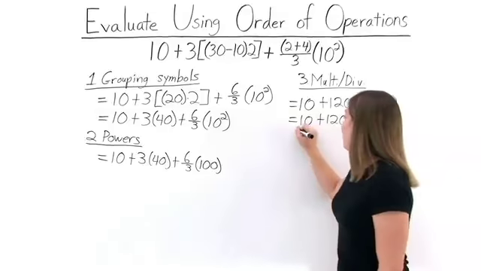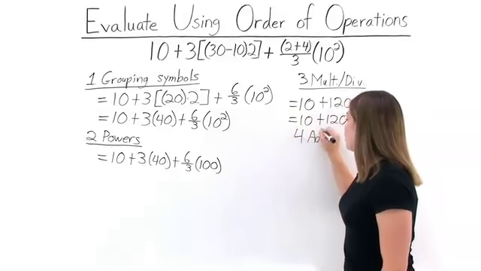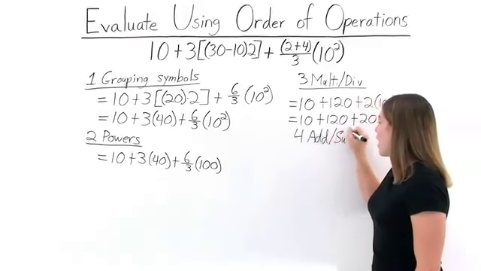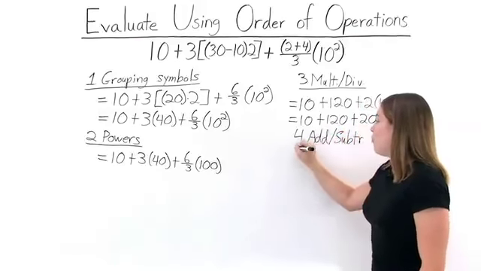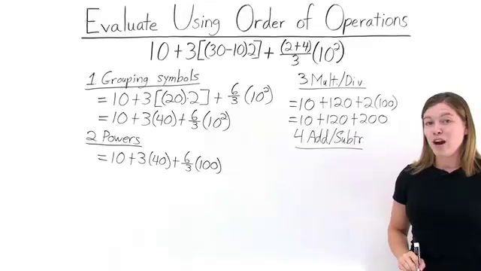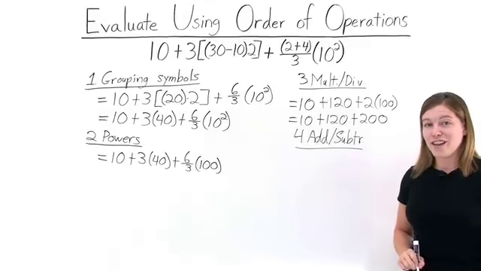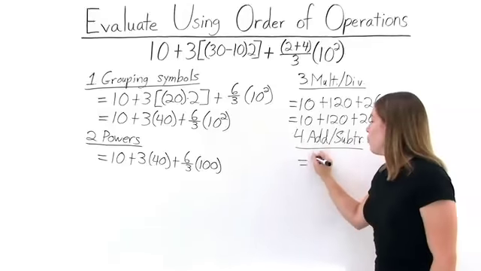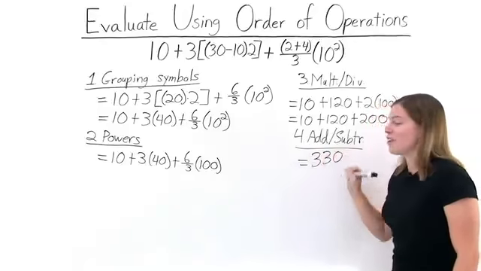Last step. The last step in the order of operations is to add and subtract from left to right. Well, since we don't have any subtractions, all we need to do is add everything together. When we do, we get an answer of 330.